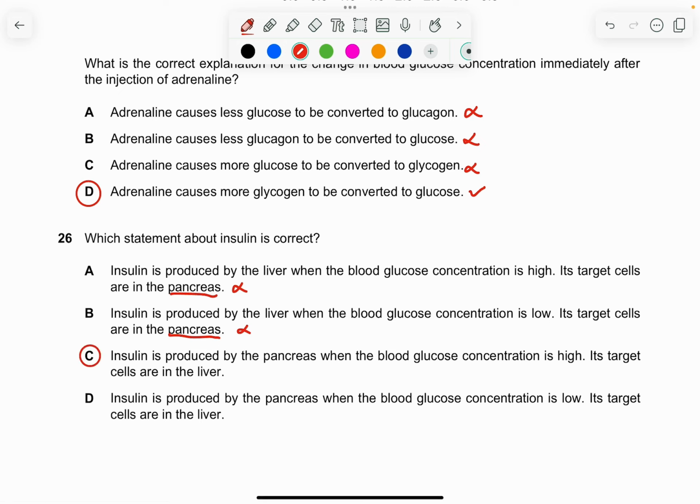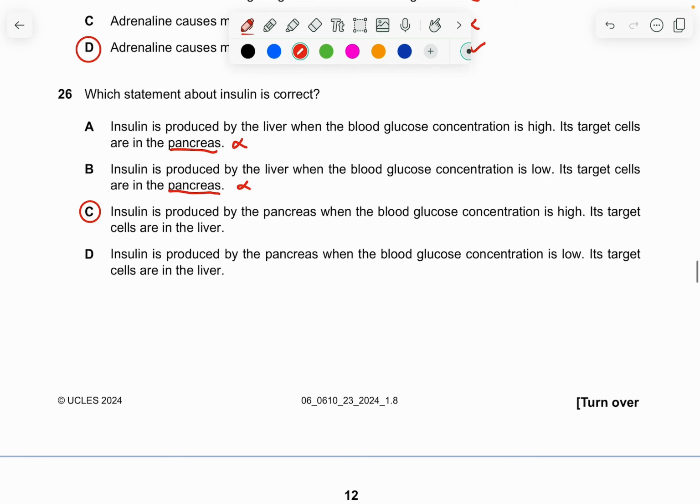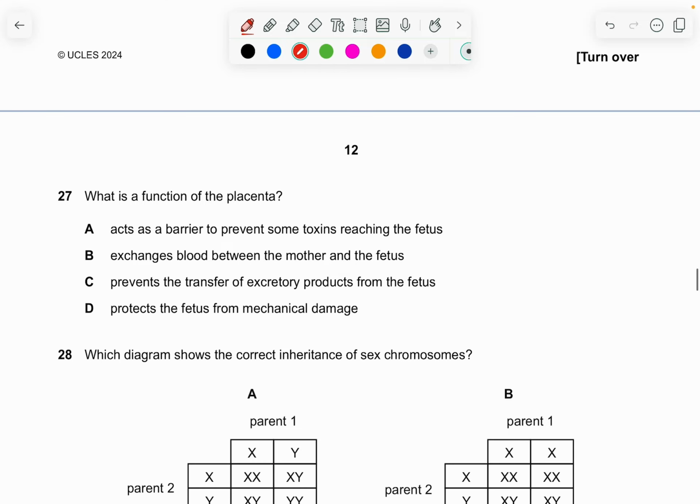So it must be when blood glucose concentration is very high in the bloodstream and your body wants to lower the blood glucose concentration by releasing insulin. And insulin is produced from the pancreas, but all of the target cells are in the liver. This is very important.